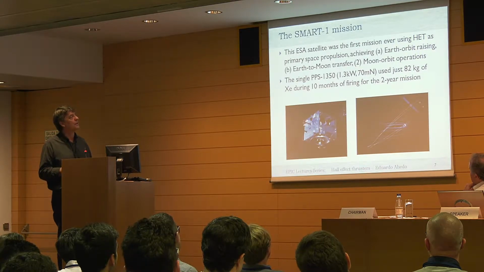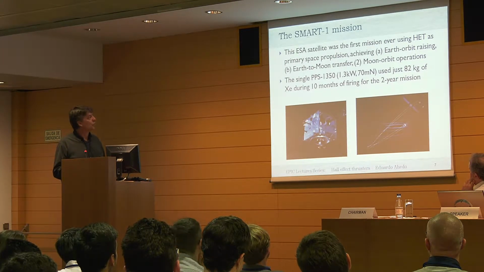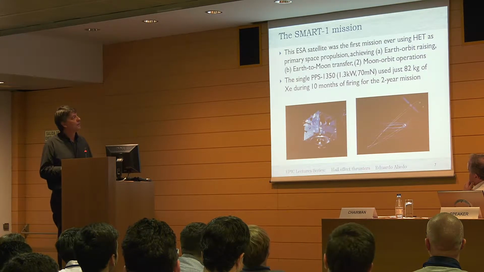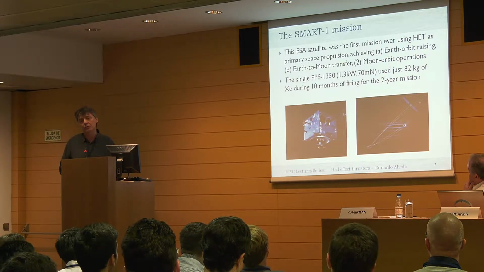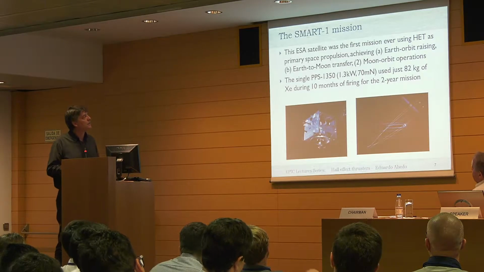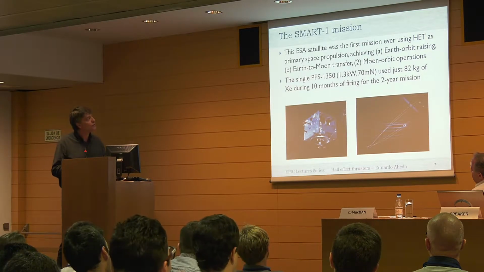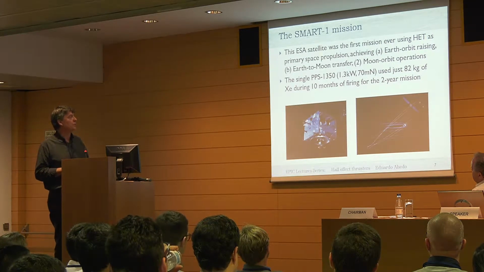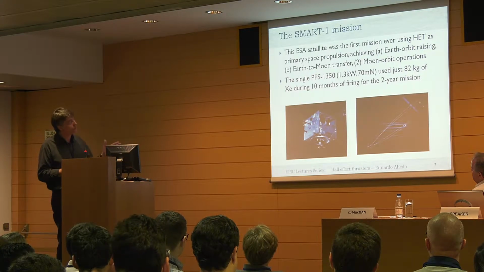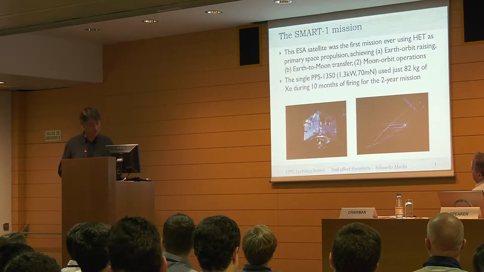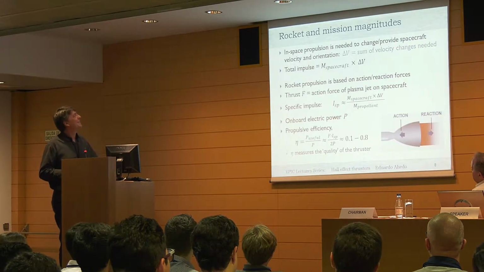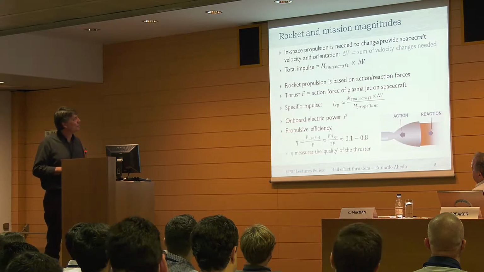This took, I think, around 15 months to change from an Earth orbit to a moon orbit, and then there were moon orbit operations for around a year, 10 months, around that. Okay, all this was done with the PPS 1350, with this power, this small thrust, and it used only 82 kilograms of xenon during 10 months of firing. The mission was 2 years, and the time of firing of the thruster was about 10 months. So it was a big success. Congratulations, Jose, for that.